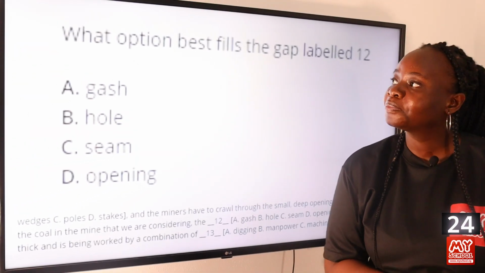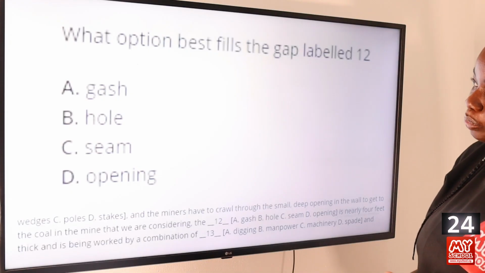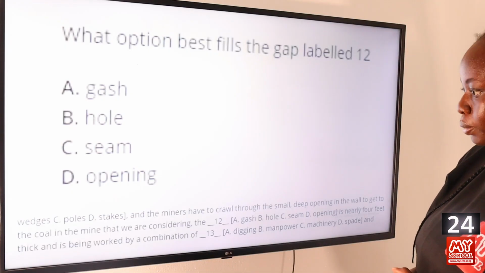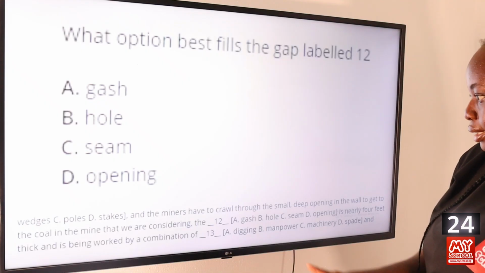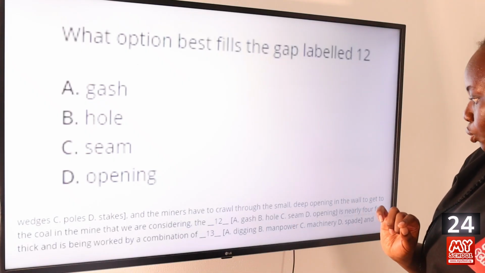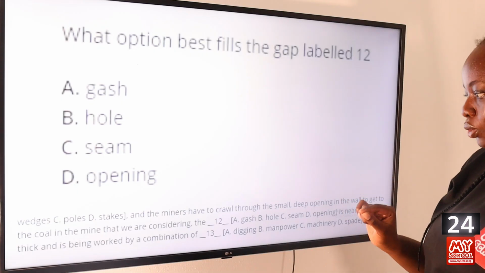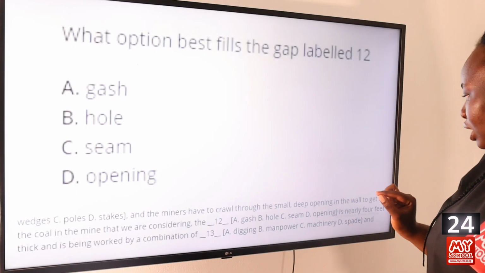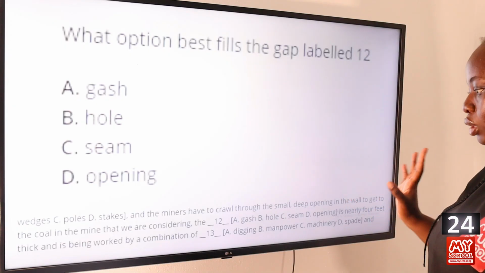Question 24. What option best fills the gap labeled 12? Option A, gash, B, hole, C, seam, and D, opening. Again, we have to look at the sentence. So the sentence says, and the miners have to crawl through the small deep opening in the wall to get the coal in the mine that we are considering. The dash is nearly 4 feet thick and is being worked on by a combination of dash and so on.